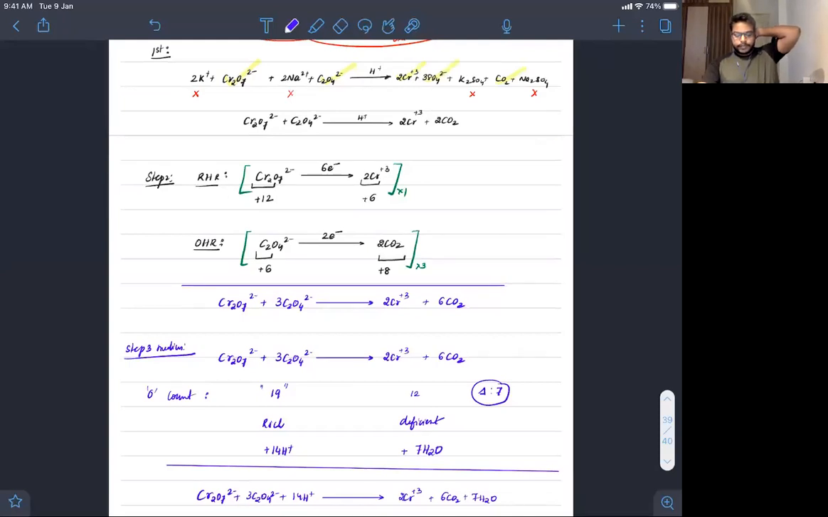Why 14H plus beta? Shraddha, you have to double. You can see here there are 7H2O. 7H2O means how many H plus will be there? 7 2s are 14. So counterbalance by 14H plus. Okay. Make a note.